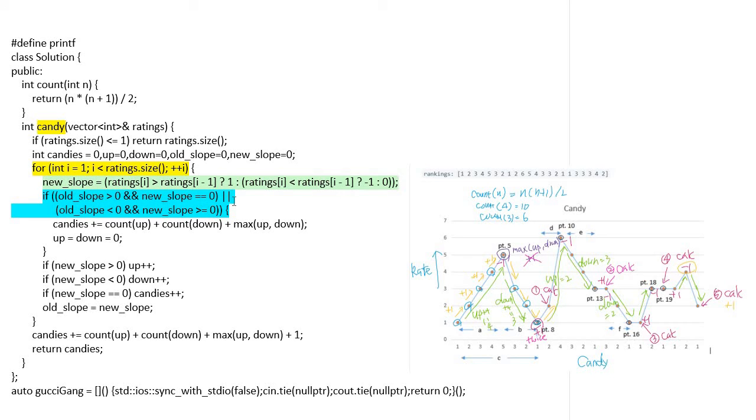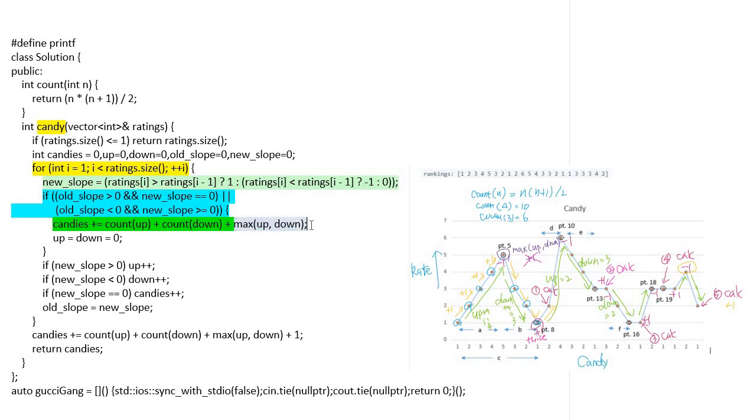This is the condition to know the calculation point. If the old slope is ascending and the new slope is 0, we should calculate the candy count. You can see in the diagram the first calculation point belongs to this condition. And if the old slope is descending order and the new slope is greater than or equal to 0, we have to calculate the candy count. This condition is for the case of 1 to 3 in the diagram.